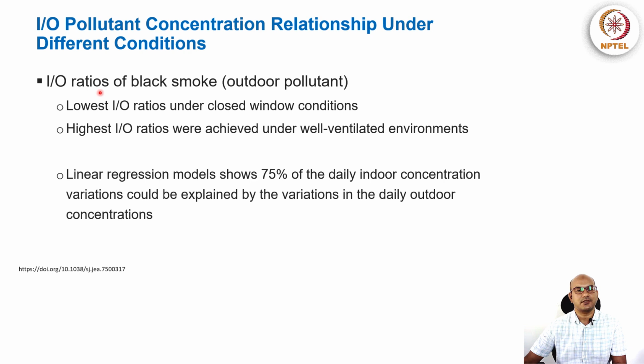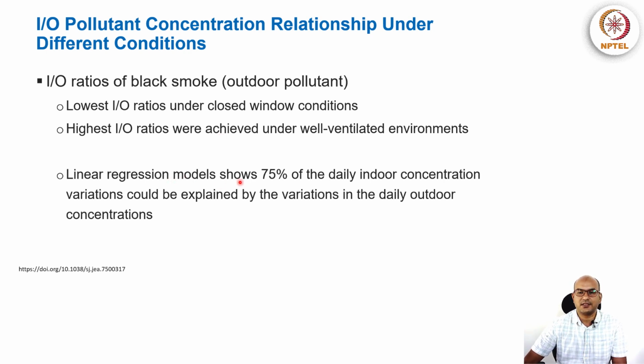I by O ratios of black smoke, which is generally an outdoor pollutant, have been observed to be low when the windows are closed, because there is less chance of the pollutant coming in. High I by O ratios have been observed under well ventilated conditions, because now there is more chance of the outdoor black smoke coming indoors.